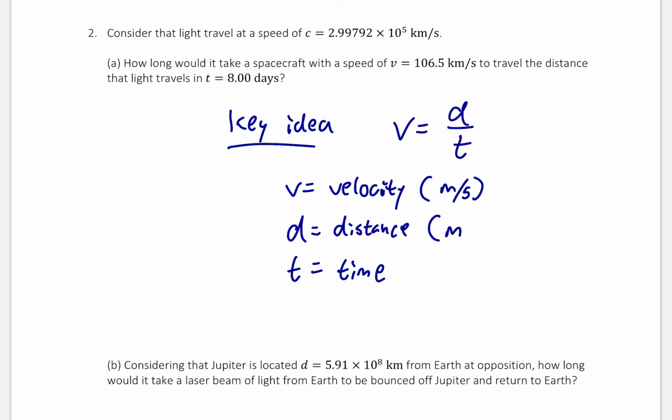Distance is going to be in meters, and time is going to be in seconds. Sometimes you can get away with things canceling out nicely by not converting, but that's a bad habit because you're likely to get it wrong in that case. So play it safe and always convert to the base units. They're called the base units for a reason. They're the foundation of the metric system.